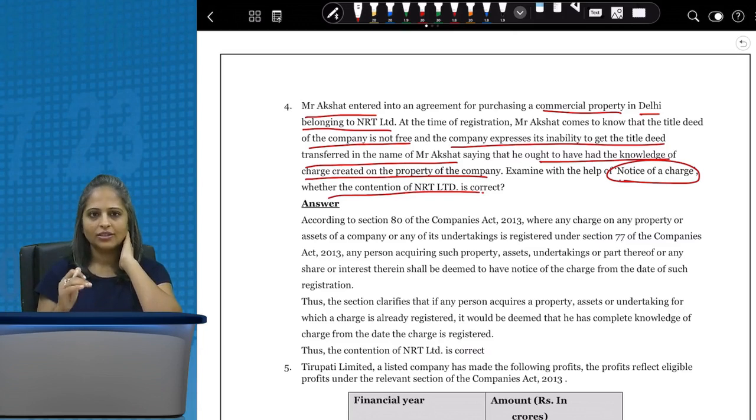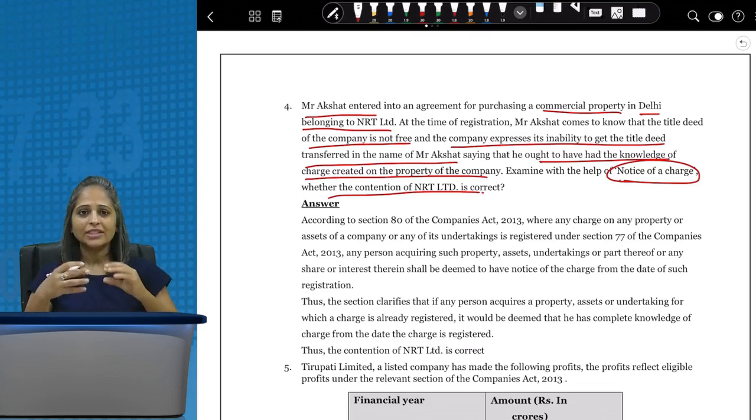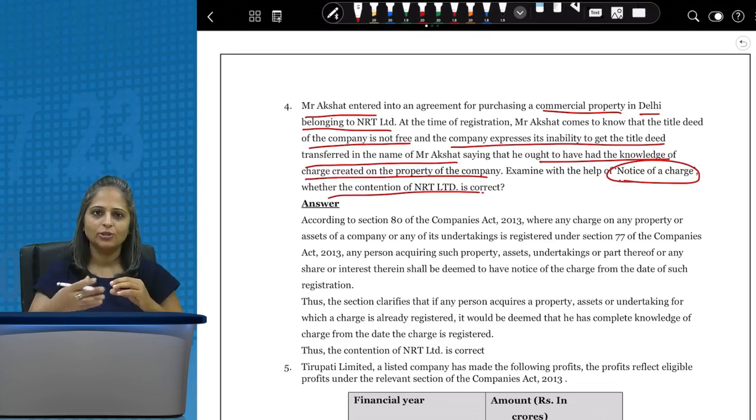So here in this case, when Mr. Akshat has purchased a property, he clearly has not looked into the register of charges. He has not seen whether this property was under a charge, and he has gone ahead with the transaction. But the Act says that if you are dealing with any property of the company, and if that company has created a charge on that particular asset, as a buyer you are required to look at the register of charges, and it is assumed that before you deal with the company, you have looked at the register of charges, and only then you are going ahead with the transaction with the company.